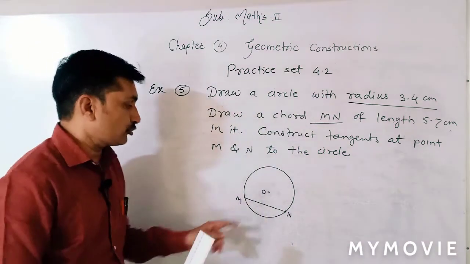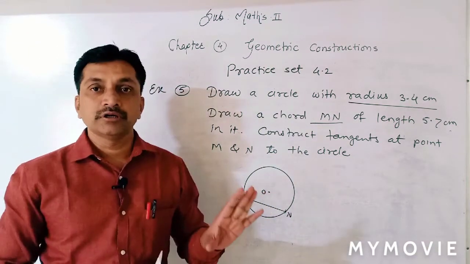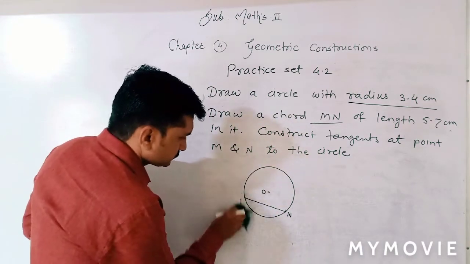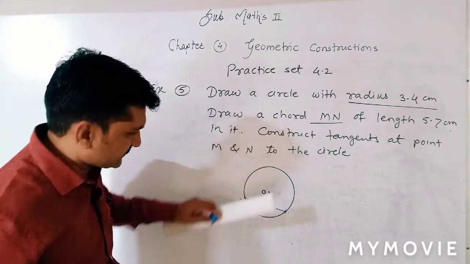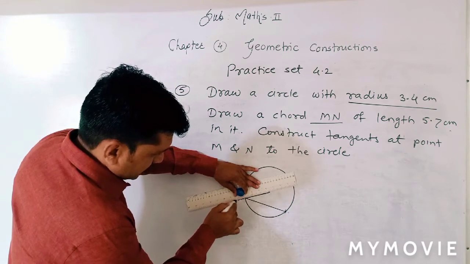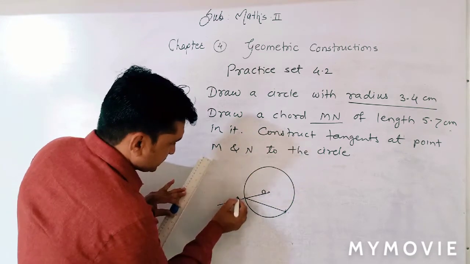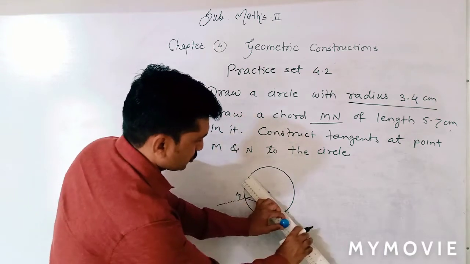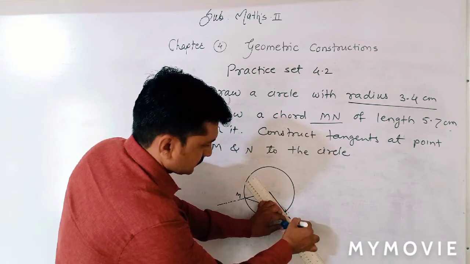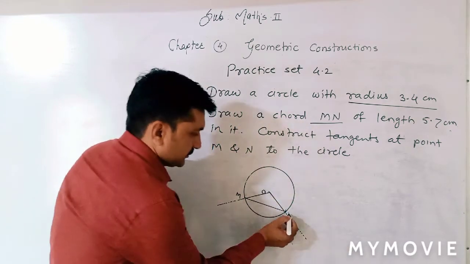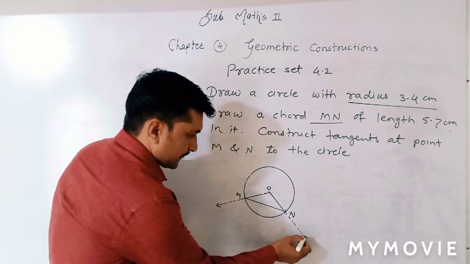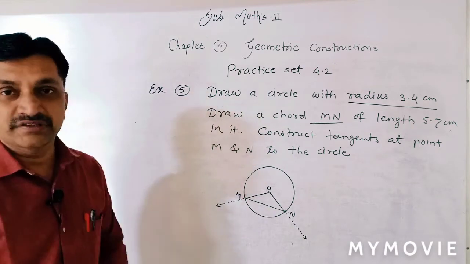Okay, and now from M and N we have to draw tangents. For that, what to do? We have to draw the radius from O. The radius is taken and extend it in this way. This is point M, and here also draw the radius and extend it in this way. Here is point N, O. M O N. We are using the center here.